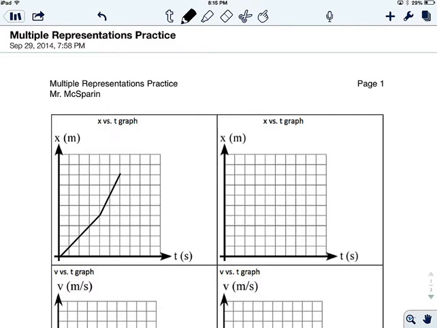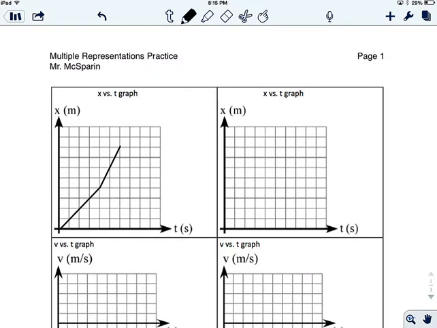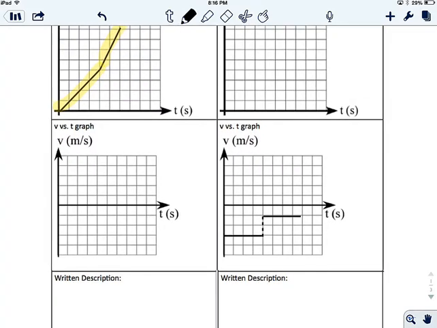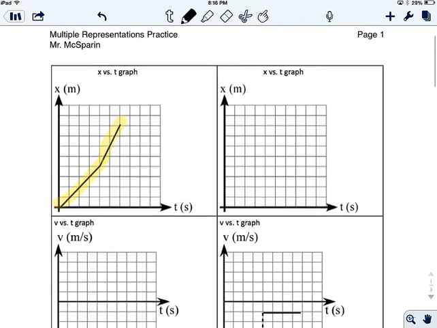Okay, guys, we're going to do now a couple of quick videos about the multiple representations practice that we did in class. So first I'm just going to work on number one here. That's the left-hand column. Now on this one, notice it gives us an x versus t graph. So they give us this graph here. And what I have to do is convert that graph into a v versus t graph, and then a written description and a motion diagram. So let's see if we can do that.